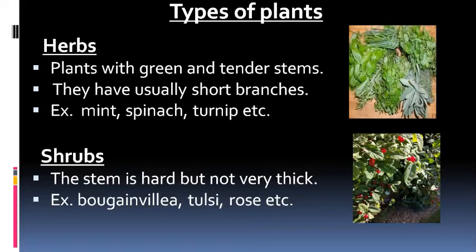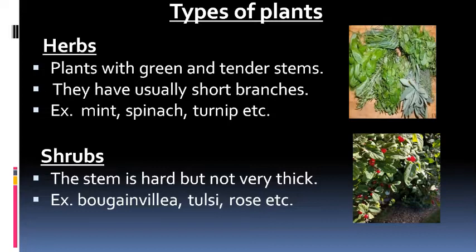The first type is herbs. Herbs, you know, are plants that have green and tender stems. Tender means soft stems. The herbs usually have short branches. Examples: mint, spinach, turnip, etc.